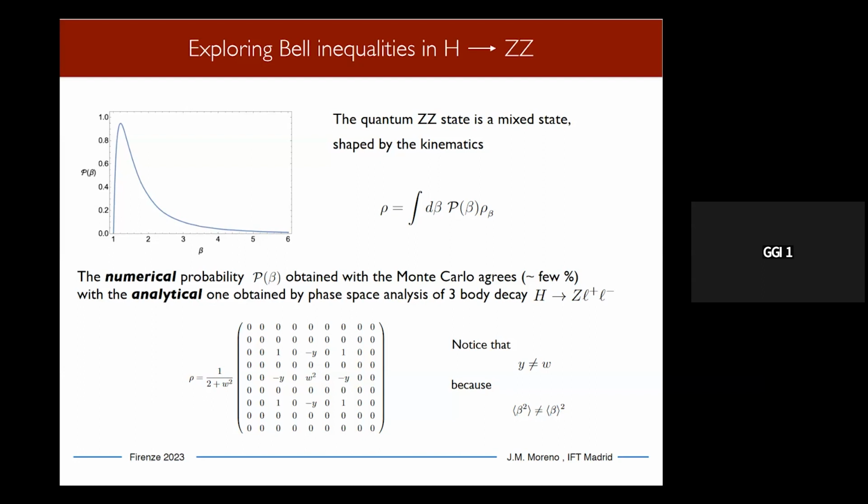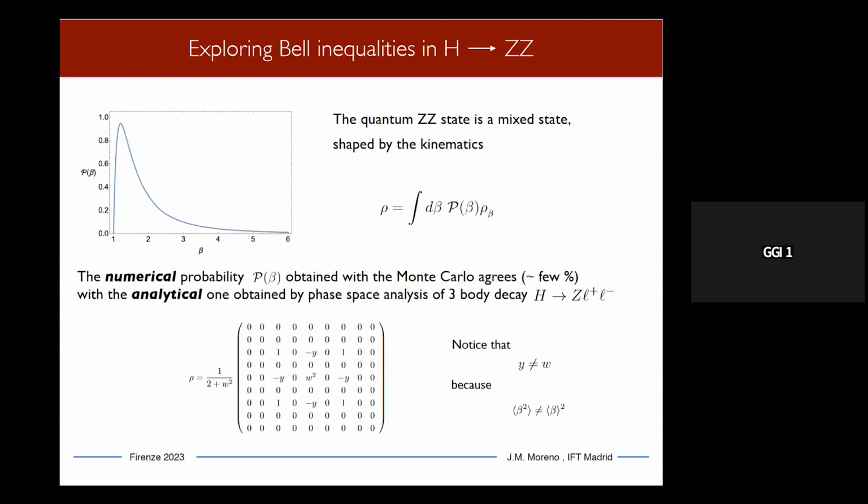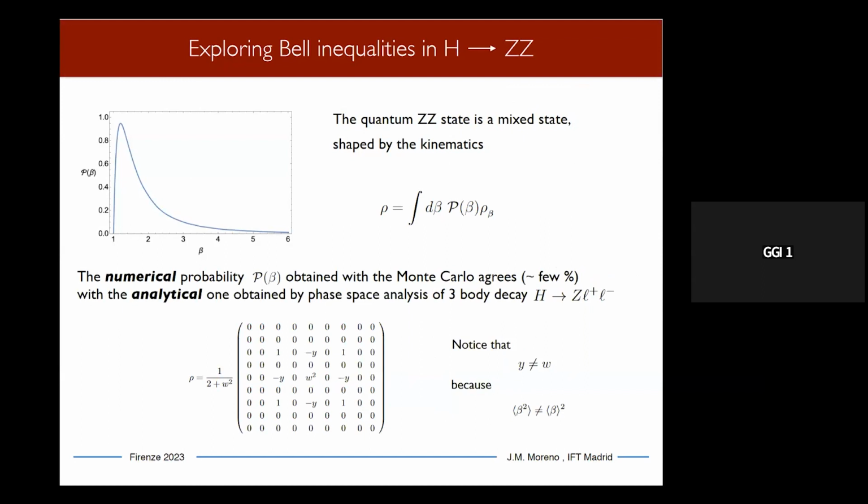And notice that now you have 2 parameters. Why do you have 2 parameters if previously we only had 1? This is because the expected value, the average value of beta squared, is different from the squared value of beta. Previously you had, remember, these 2 terms, b and beta squared.